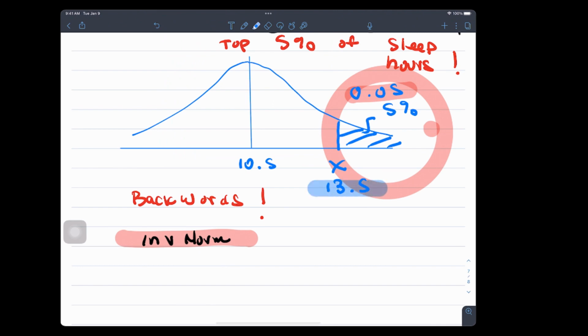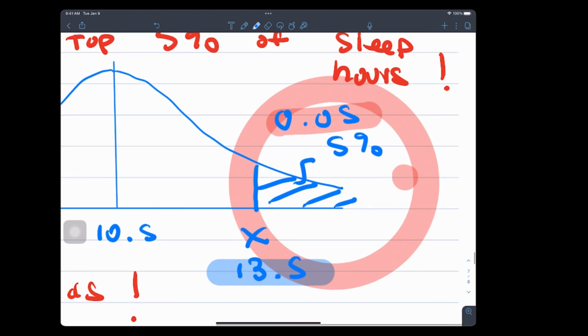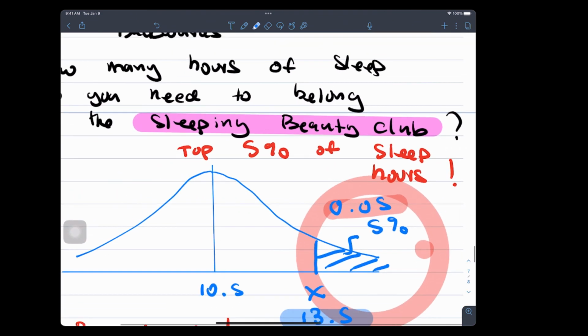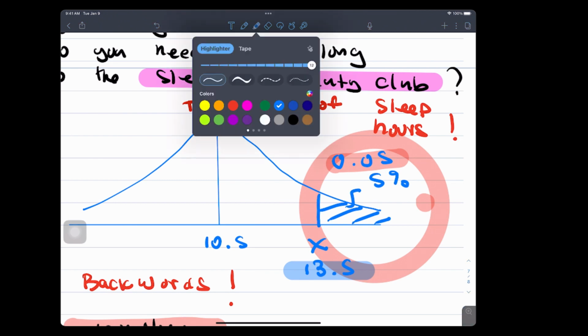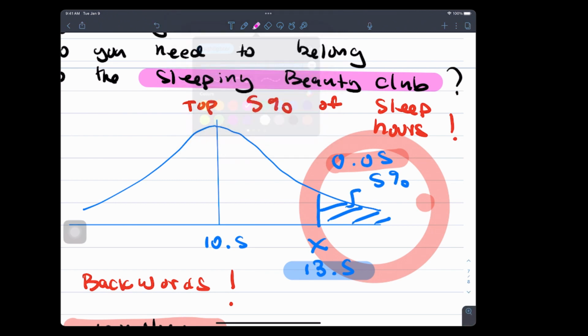So, in order to belong to the Sleeping Beauty Club, you need to sleep at least what? 13.5 what? Hours, ladies and gentlemen. There it is, right in here. You got to sleep right in here. This is your sleep time. At least. This is a threshold value. 13.5 hours. That's what you're looking for.